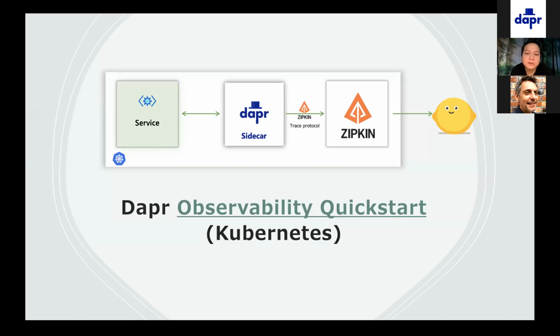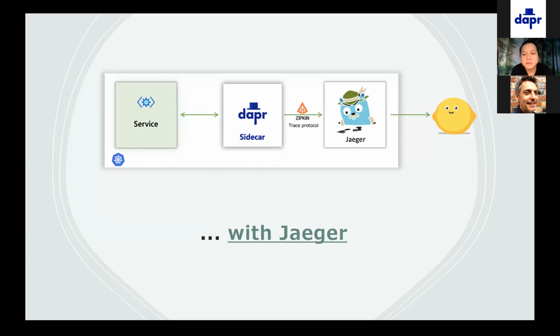And the same thing could be done on Kubernetes. The observability quick start also shows an example of setting up the same setup on Kubernetes. You run Zipkin as a Kubernetes service, and then the Dapr sidecar will talk to Zipkin using that protocol. But because the Zipkin protocol is understood by many backends, you can easily swap in Jaeger.